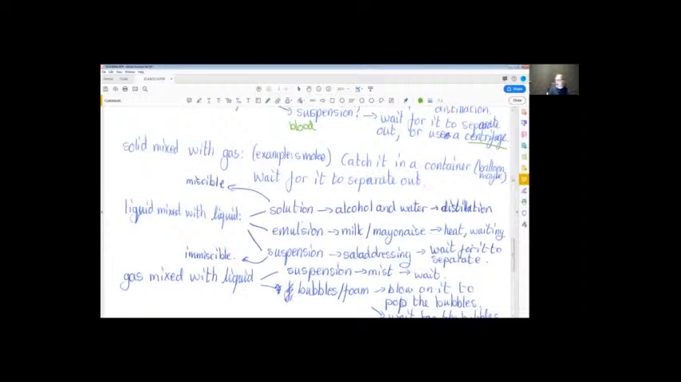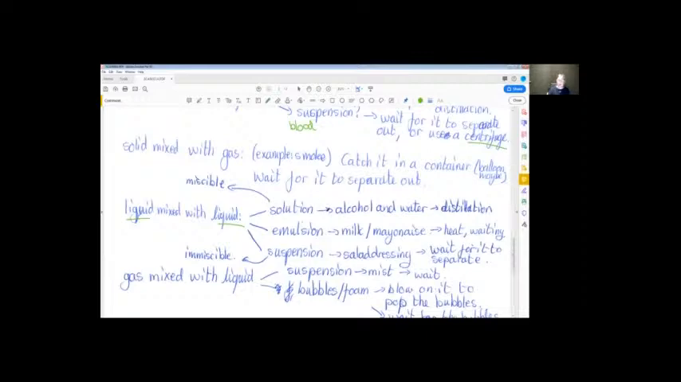A balloon could work well. And then you just literally need to wait until it starts separating out, until the air inside is still and not moving. Then slowly all of the particles will start sinking down and it would form a layer on the bottom. So then we have liquids mixed with liquids.